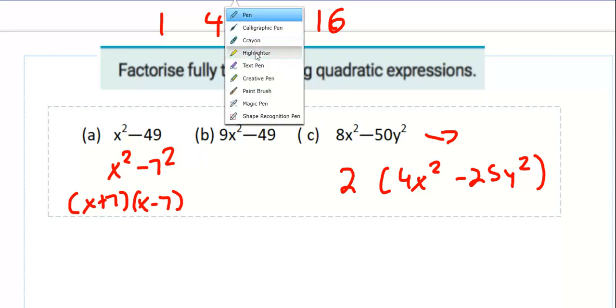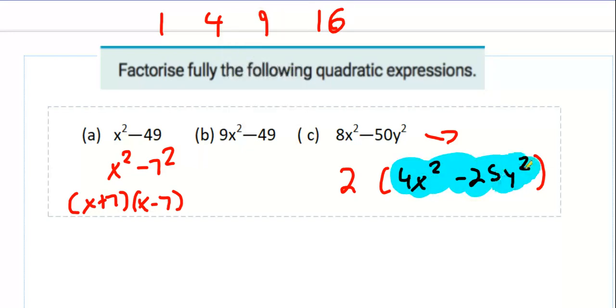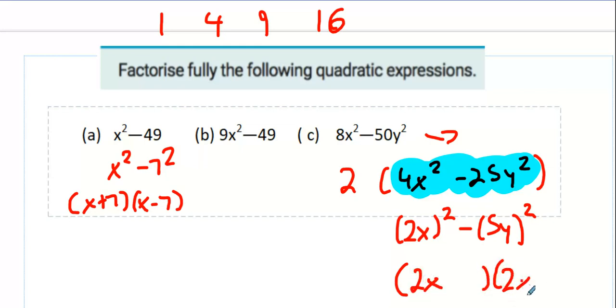Okay. Now, lads, we're only going to do this part here now. How do we do that part? What do I turn 4x squared into? 2x by 2x, because 2x times 2x is 4x squared. What do I turn 25y squared into? 5y by 5y, yeah. Now, what's the answer for that part then? What's the answer for this part? And what's the other part? And what happened to the two on the outside? Still there.